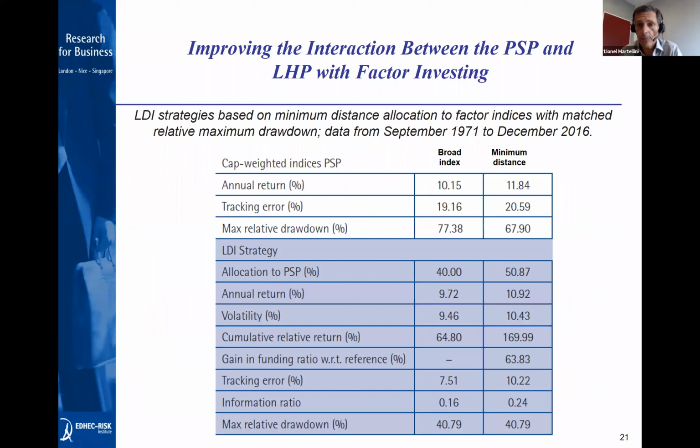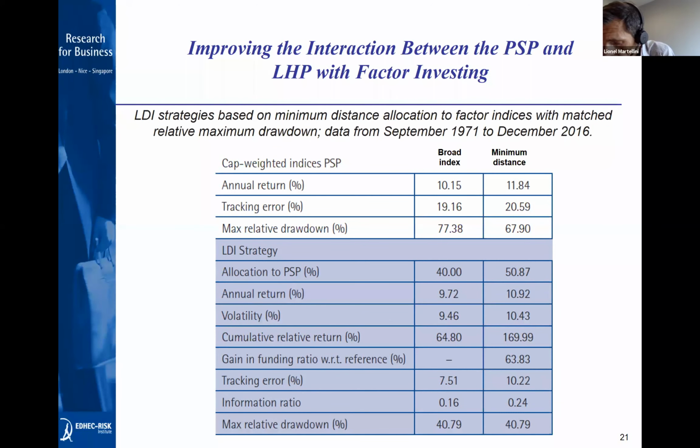Okay, what happens if we do that? So this is the broad index, that's again the S&P 500 index. And that's what I call minimum distance. It's a portfolio of 6 factor indices, which has been optimized to minimize the distance in terms of factor exposure with respect to the kind of factor exposure that I have on the liability side. And what is it that you find?